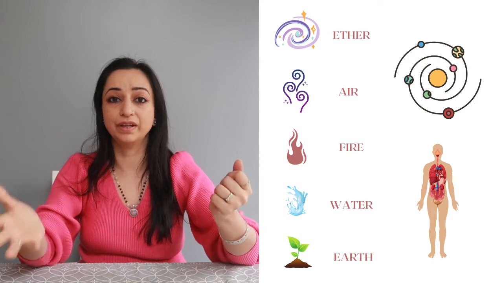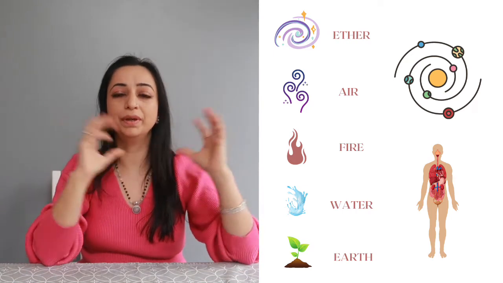And so now we're going to talk about the Pancha Mahabhuta, which is the basic theory, the main theory in Ayurveda. If you understand that, you will understand the doshas and basically everything. So in Ayurveda, we believe that the whole universe has been made out of 5 elements.